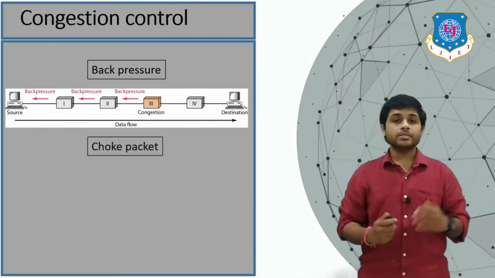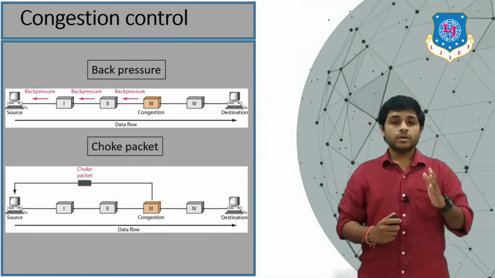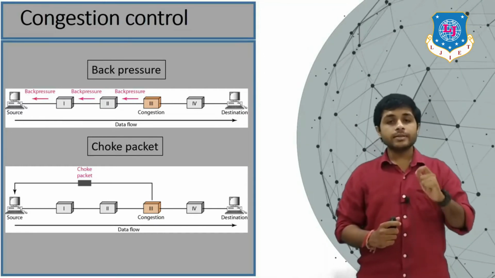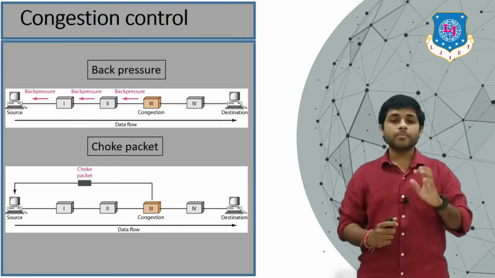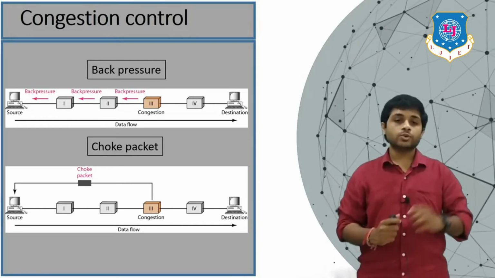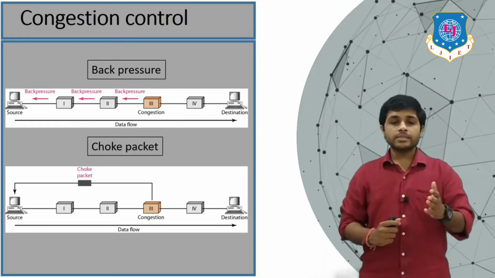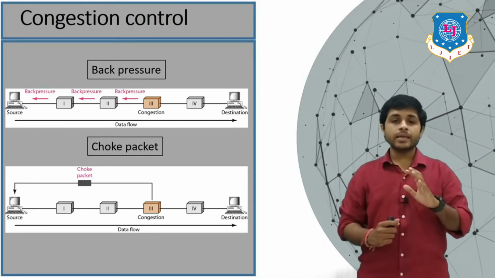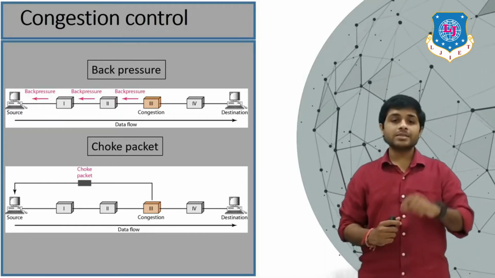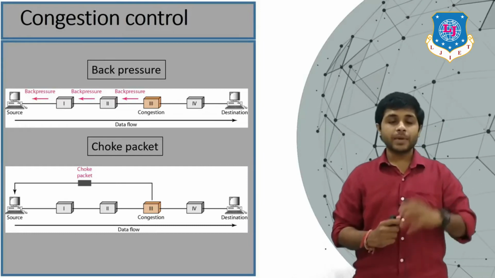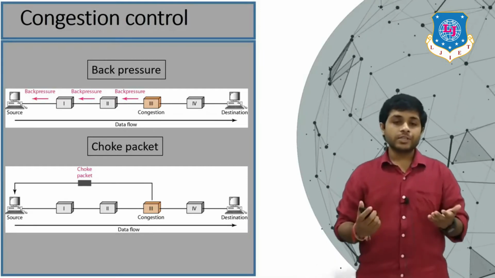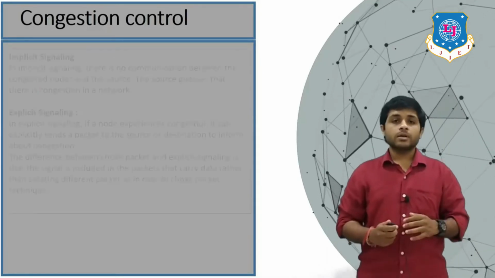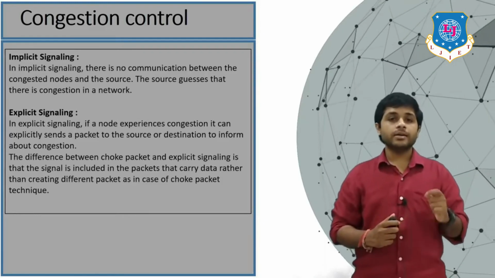The second type is the choke packet. In the choke packet, the only difference is that the congested device will generate a particular message and send it to the source. So in the choke packet, you can see that device 3, which is congested, will not stop receiving any packets, but it will inform the sender using a special packet that I am facing congestion, please send the data at a slower rate.